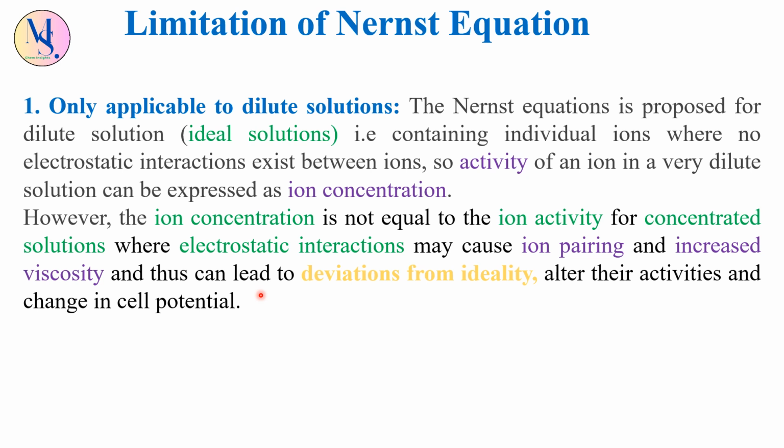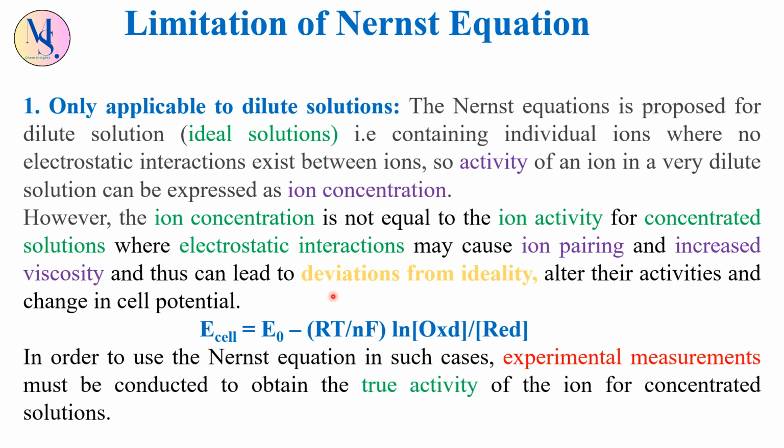Thus, the solution of electrolytic cell may deviate from its ideal behavior due to change in activities of the ions in the solution. So the Nernst equation, which is used to calculate the cell potential, here the cell potential may change due to change in concentration of ions in the case of electrostatic interactions. So in order to calculate the cell potential of concentrated solution of the cell, we have to take the help of experimental measurements in order to calculate the true activity of ion for the electrolytic cell which contains concentrated solutions.